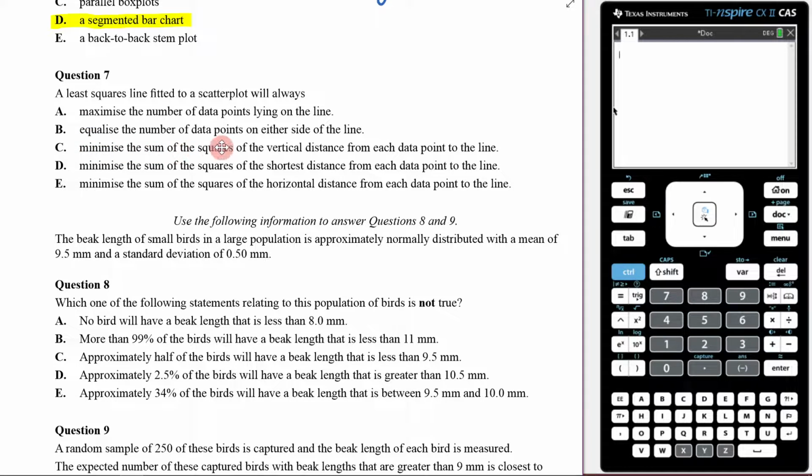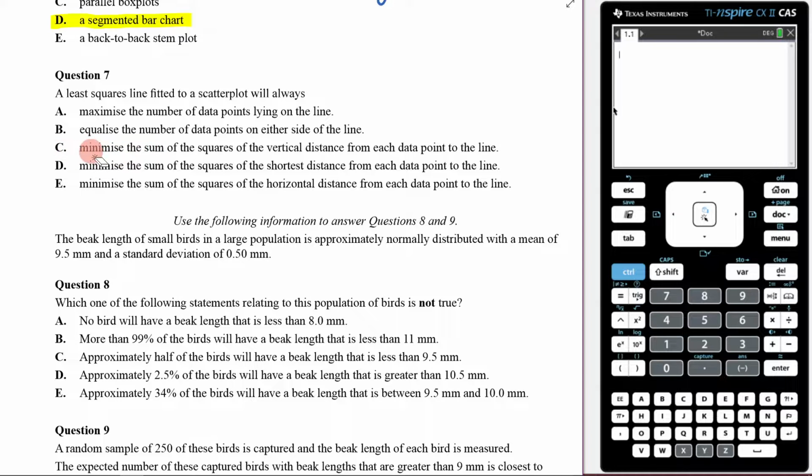Minimize the sum of the squares of the vertical distance from each data point of the line. Now, think for a second. Does that sound like the right definition for a least squares regression line? And it is. That's the whole point. That's what you're trying to do. Our answer is C. Minimize the sum of the squares of the vertical distance from each data point to the line. That is your answer.